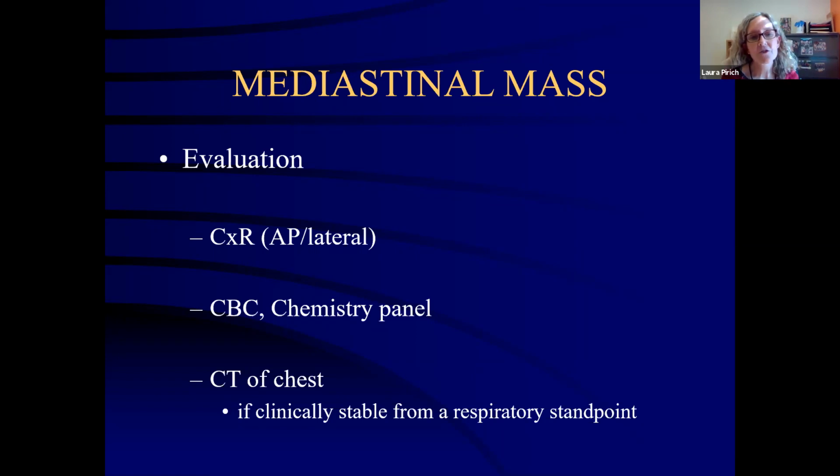So we get our chest x-ray. We often have gotten a CBC and a chemistry panel. A CT of the chest, if you see widening of the mediastinum on your chest x-ray, is an important test to do because it's going to help you make an assessment of their sedation risk. But you're only going to do that if they're clinically stable from a respiratory standpoint. If they can't lay down without getting short of breath, then that tells you right there that they're not going to tolerate any sedation. So you're not going to sedate that kid.